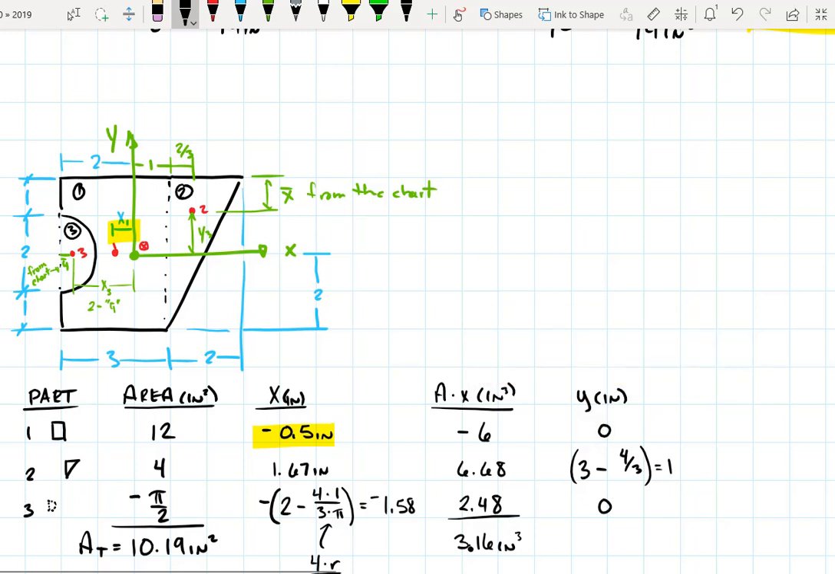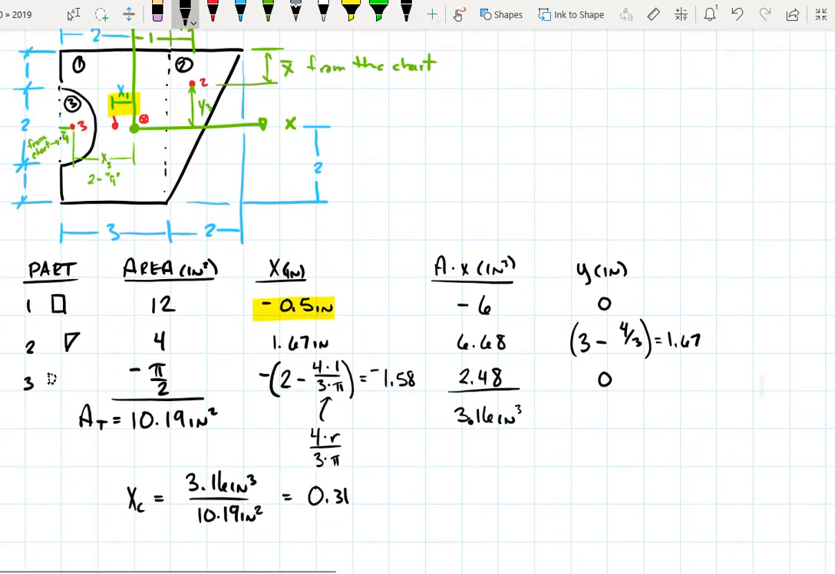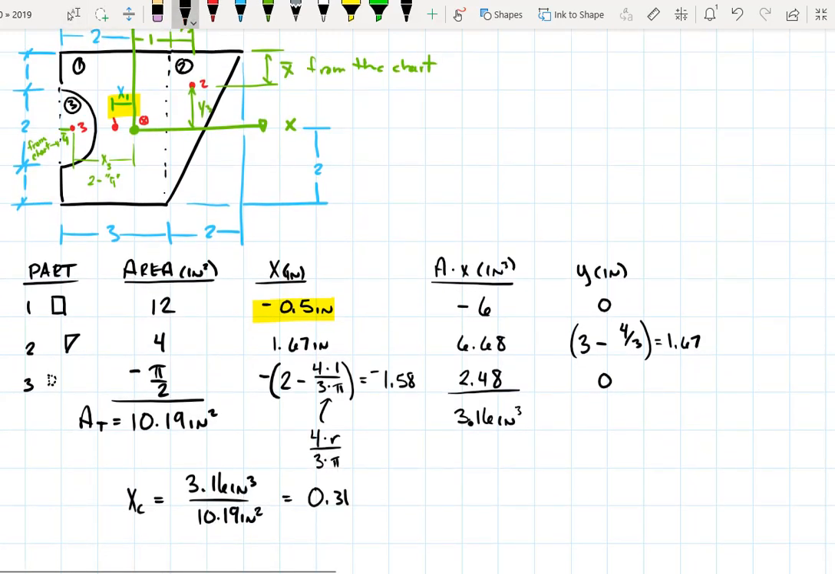1.67. So 0 plus 1.67 plus 0, the total is 1.67 inches. Oh no, I'm not done yet. I have to multiply these together.